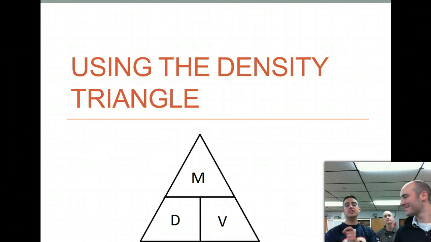All right, so now that you know what density actually is, we're going to show you a couple ways to help you remember how to use the formula or actually solve using it. And it's using something called the density triangle.